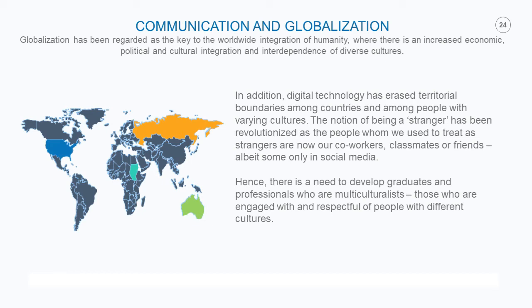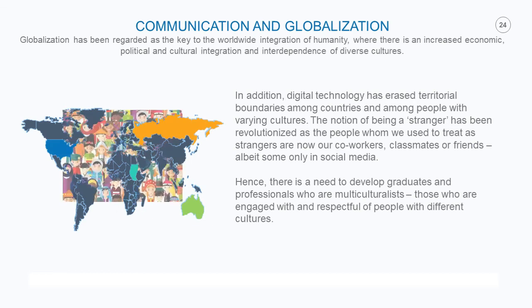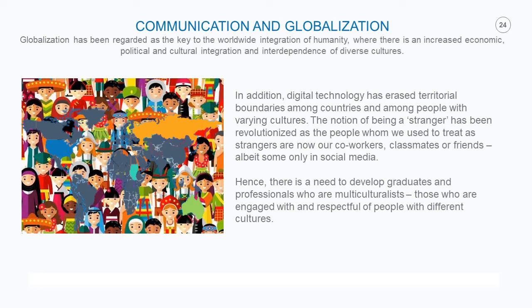Globalization has been regarded as the key to the worldwide integration of humanity, where there is an increased economic, political, and cultural integration and interdependence of diverse cultures. In Southeast Asia, for example, the Asian integration has been a buzzword among social communities, opening a wide array of discussion for future collaborations. For our part, we Filipinos have increased our awareness and acceptance of the notion that we belong to a diverse global community.